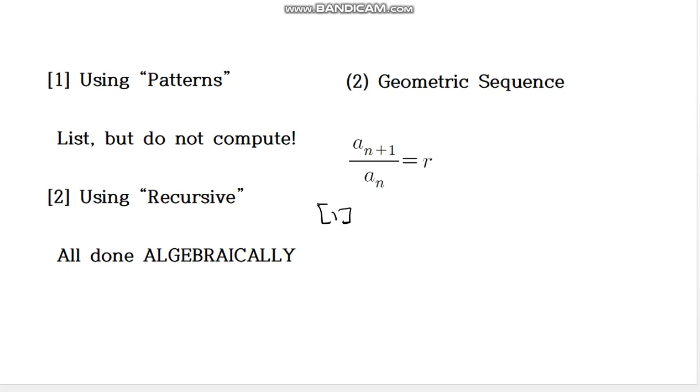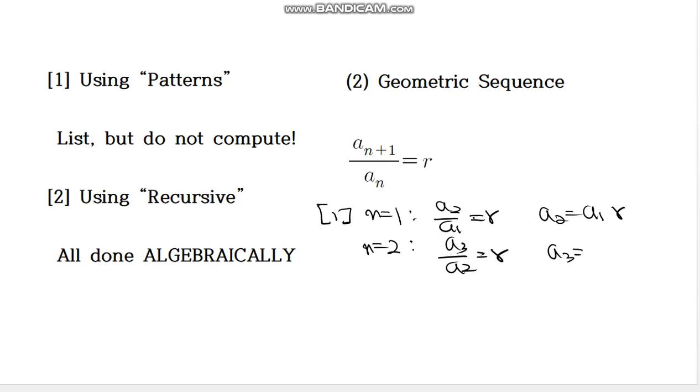What that means is, if n is 1, A2 over A1 is r. Therefore, A2 is A1 times r, right? And if n is 2, A3 over A2 is r. Therefore, A3 is A2 times r, right? Now, since we know what A2 is, this A2 gets replaced by A1 times r. Therefore, A3 is A1 r times r, which is A1 r squared, right?